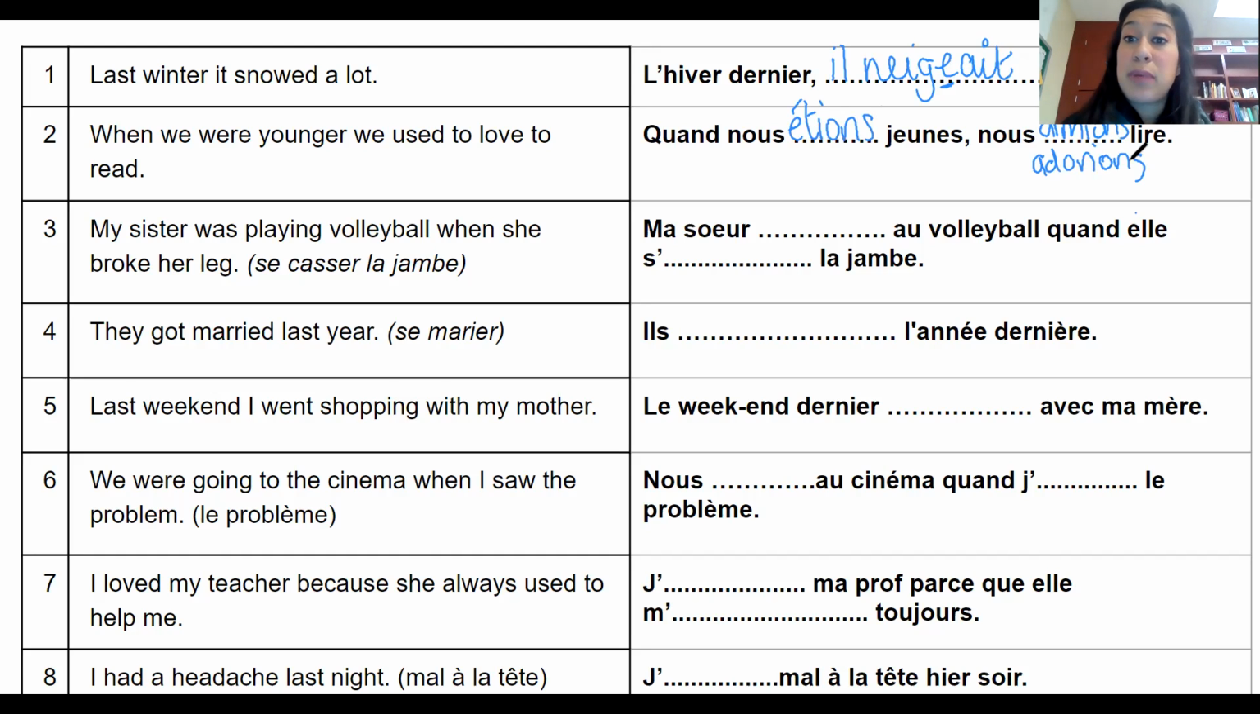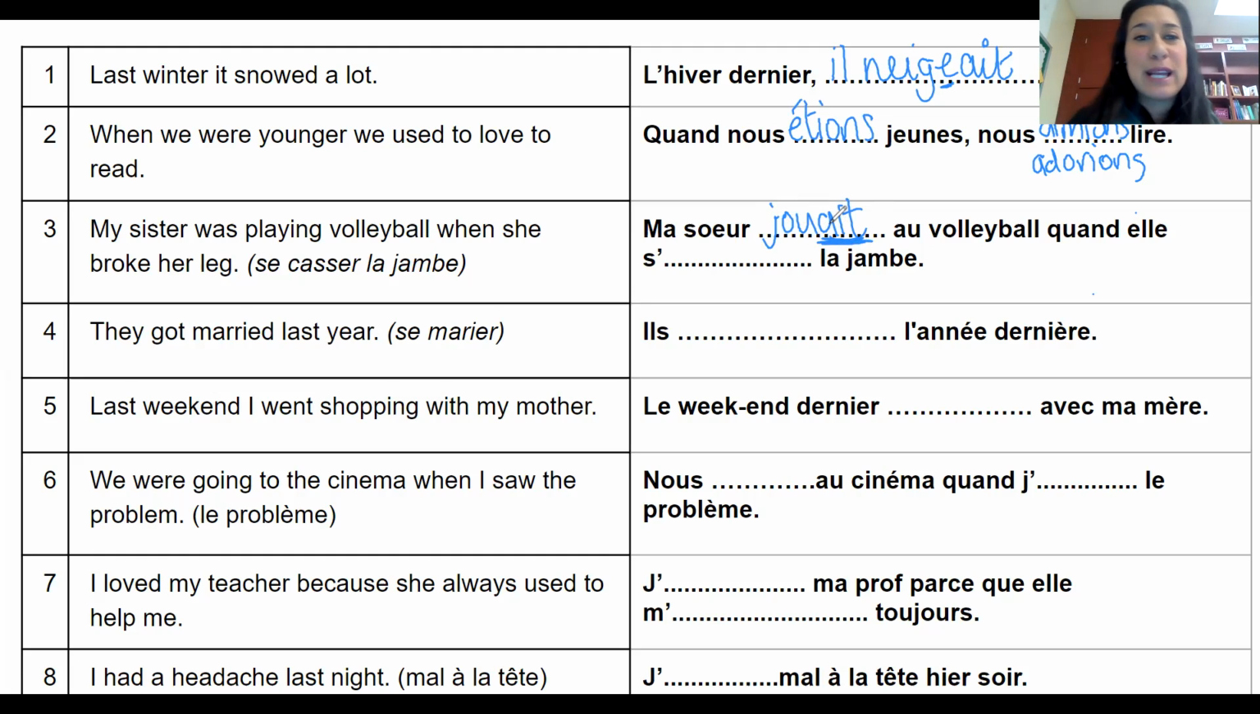My sister was playing, so ma sœur jouait. So remember, we don't need the was playing. Jouer, this A indicates the imparfait. So it's just very simple. Ma sœur jouait au volleyball quand elle.